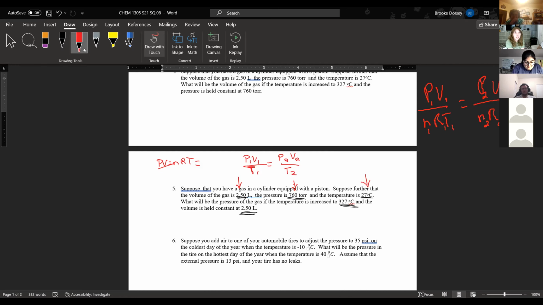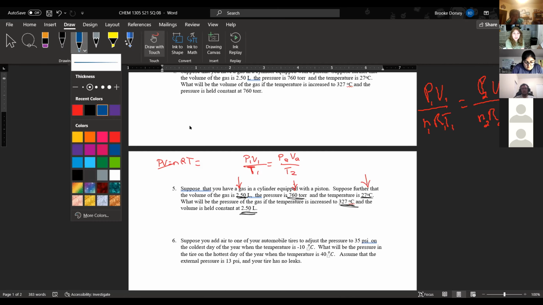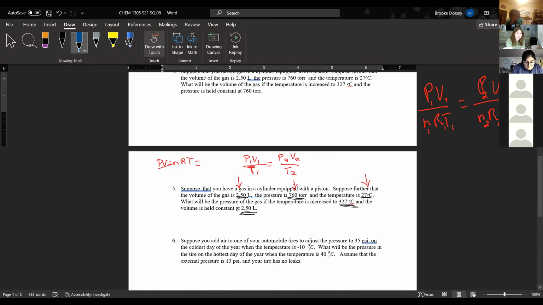What's up with our T? Something's weird with it. What do we gotta do? It's gotta be in Kelvin. Kelvin, awesome. So how do we convert to Kelvin? Can someone do that? Add 273.15. Beautiful. So when we add, it would be 27 plus 273.15, and what did you get? 300? Yeah, 300 degrees Kelvin, perfect.